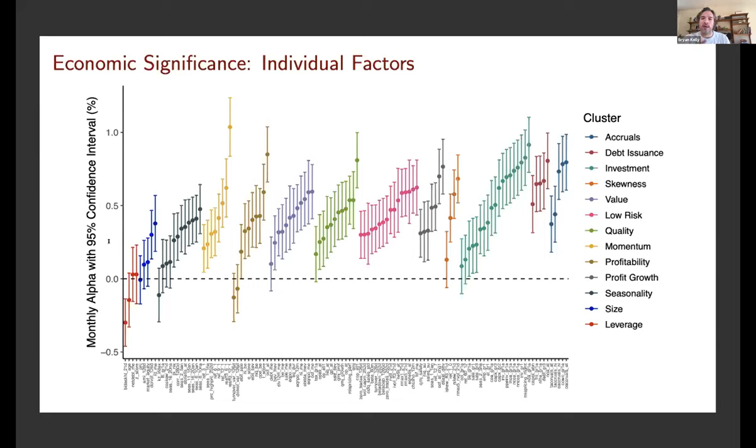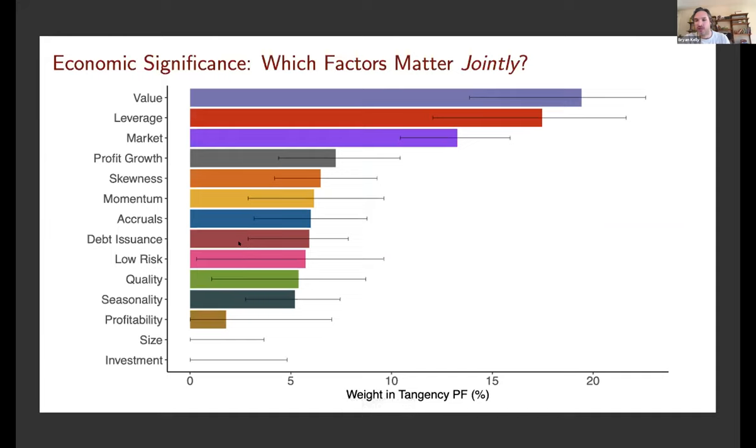The right way to think about economic significance of alphas, though, is to actually look at a joint consideration. I've looked here at just benchmarking against the CAPM. But really what we should do is benchmark all factors against each other. That's what an investor cares about. They build a tangency portfolio of all factors. And here we see a really interesting result.